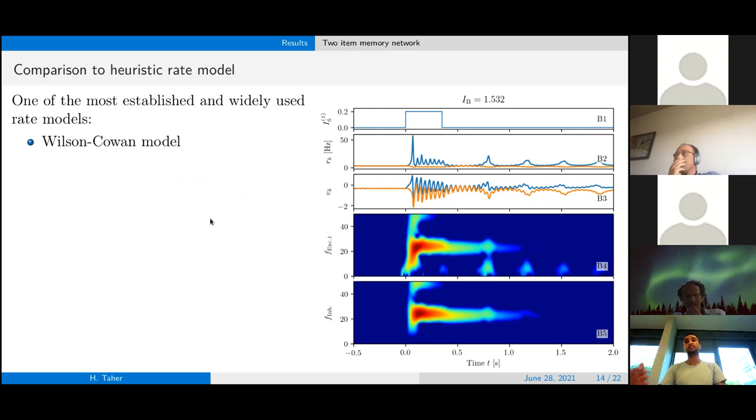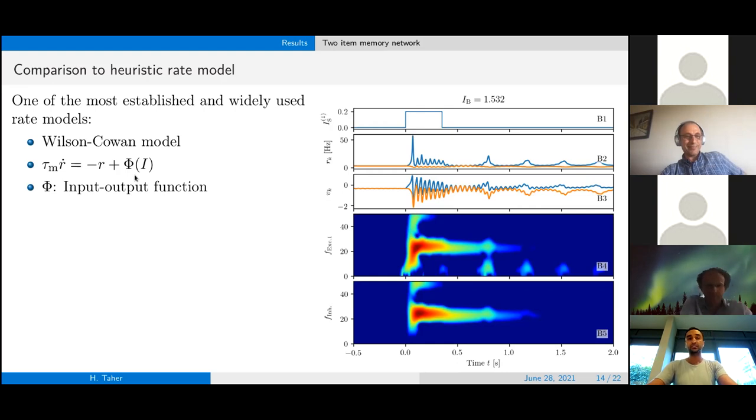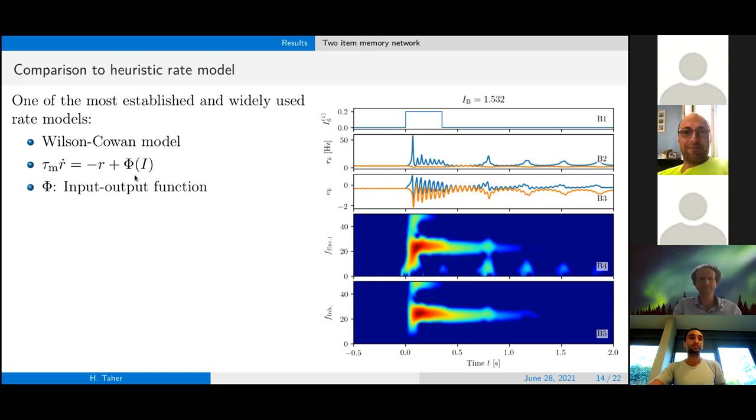We were wondering if this new model is advantageous compared to other established models. One of the most established and widely used rate models is the Wilson-Cowan model. It's of heuristic nature, and it only describes the firing rate of neural ensembles, and also, of course, additional synaptic variables if you want to implement it.